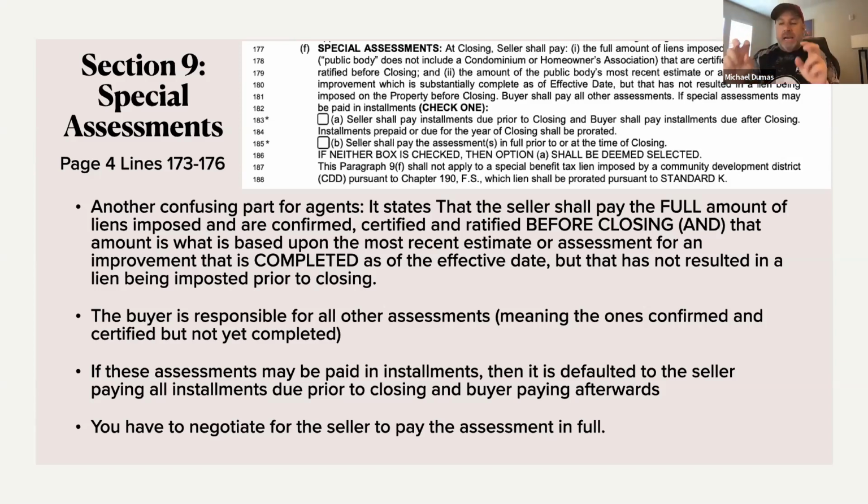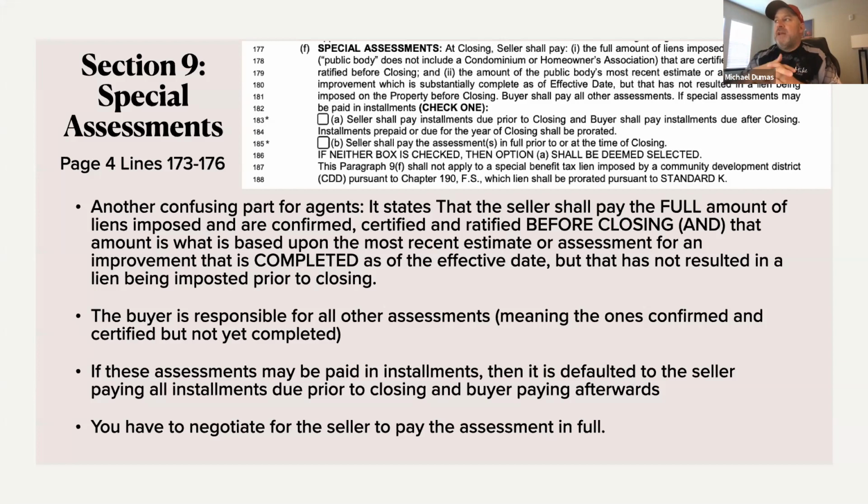If they can be paid in installments, you have the choice: either the seller pays the installments due prior to closing and the buyer shall pay all installments due after closing, or the seller shall pay the assessment in full. If neither box is checked, it defaults to A. And that's pretty much the one that you're going to use. It's very difficult as a negotiating item to convince a seller to pay all the assessment in full. So just keep that in mind, it defaults.